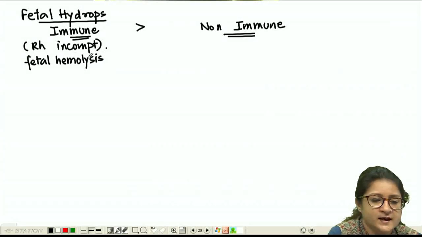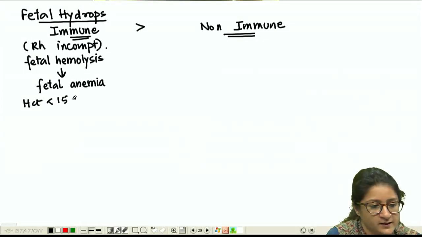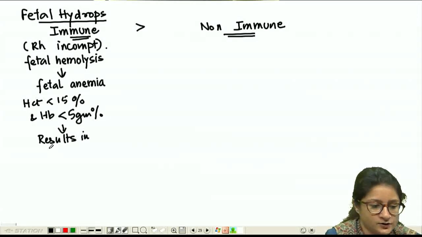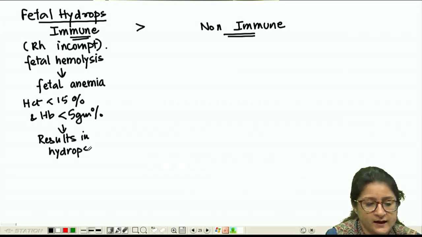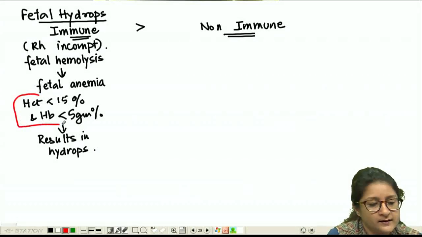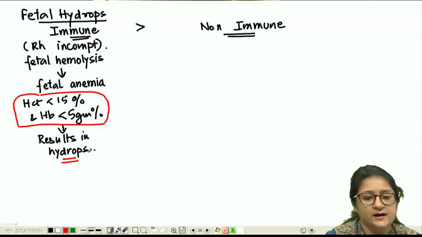Right, fetal hemolysis leads to fetal anemia, and when the anemia becomes very severe, that means when the hematocrit falls below 15% and the hemoglobin has fallen below 5 gram%, it results in fetal hydrops. So fetal hydrops is not always a feature of anemia, it will be a feature of severe fetal anemia, when the hematocrit falls below 15% and hemoglobin falls below 5, it results in hydrops.